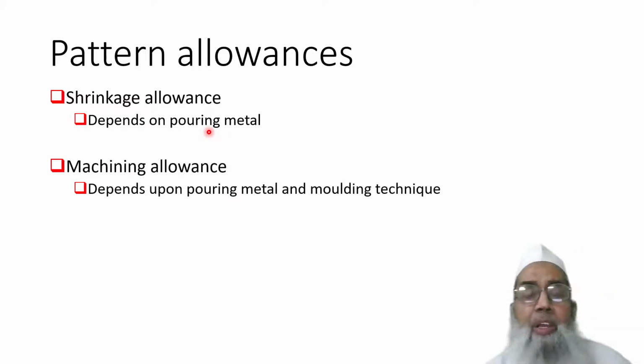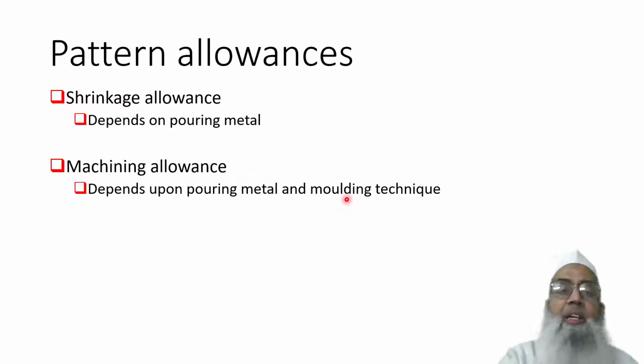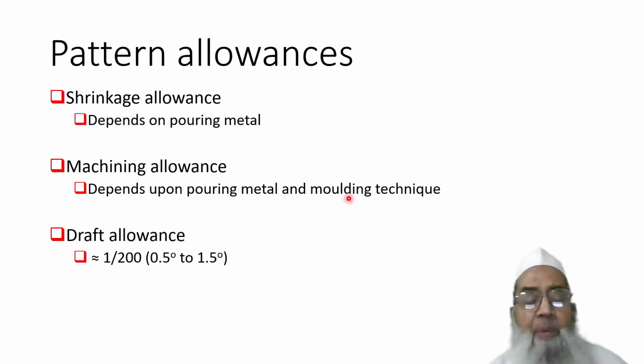Another thing, there is a certain location in the product where we need machining. Therefore a sufficient amount is to be given in the metal itself so that machining may be done, and therefore we give a machining allowance, depending again upon the pouring metal and the molding technique we are adopting, and how much machining we need. And then there is the draft allowance.